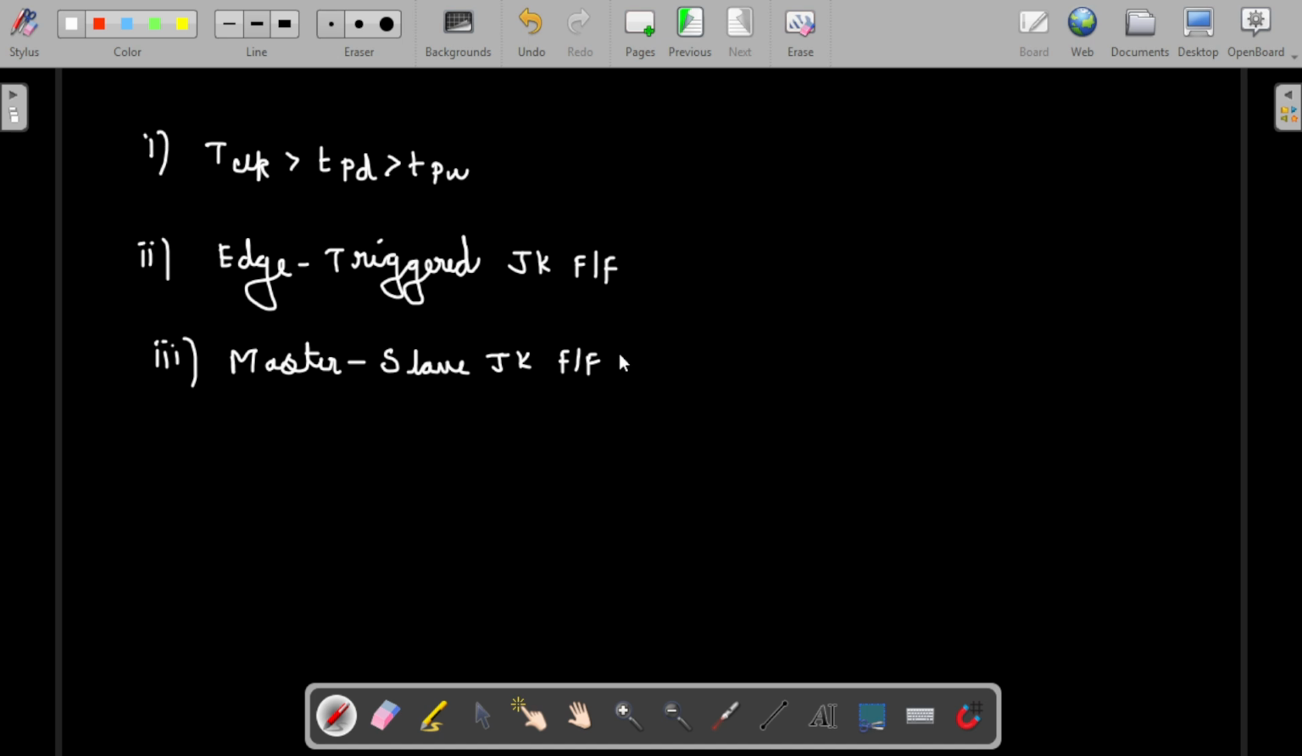The race conditions are a very important term, and in the JK flip flop we have avoided all the disadvantages that are present in the SR flip flop.